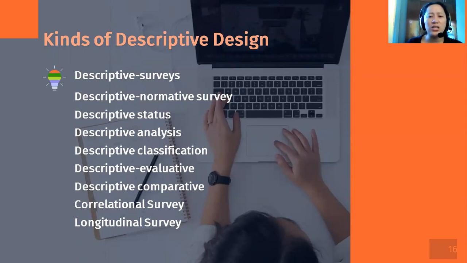And then correlational survey, when you try to see the relationship of variables, independent and dependent variable. Then longitudinal study, when you do a research over time, so from 1 year old to 5 years old. This is quite similar to case study. Okay, so with these kinds of descriptive designs, you will have an idea of what descriptive design is.